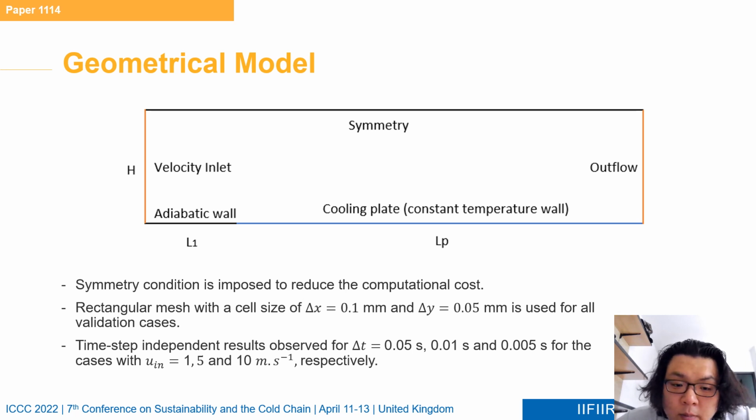For the geometrical model, a rectangular mesh with cell size of delta x equal to 0.1 millimeter and delta y equal to 0.05 millimeter was used for all validation cases and provided grid independent results. The time step independent results were observed for delta t equal to 0.05 second, 0.01 second, and 0.005 second for cases with velocity of 1, 5, and 10 meters per second respectively.